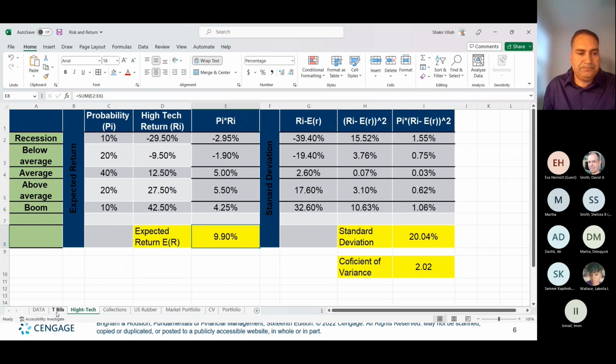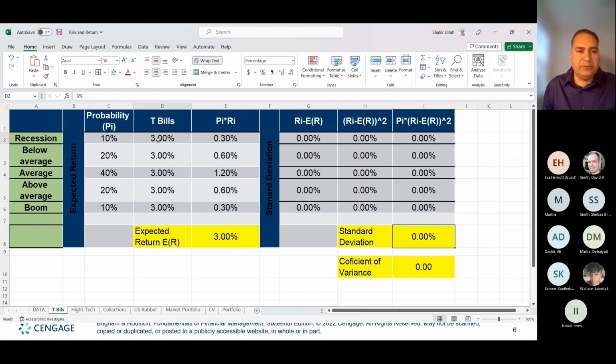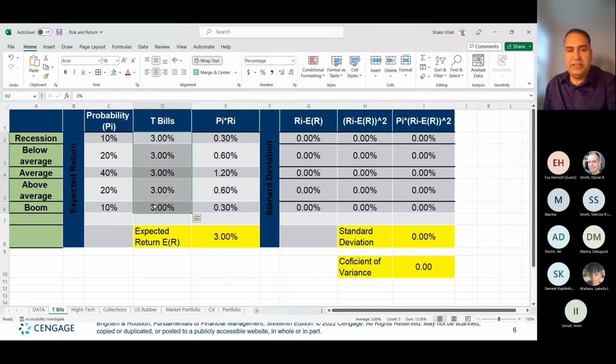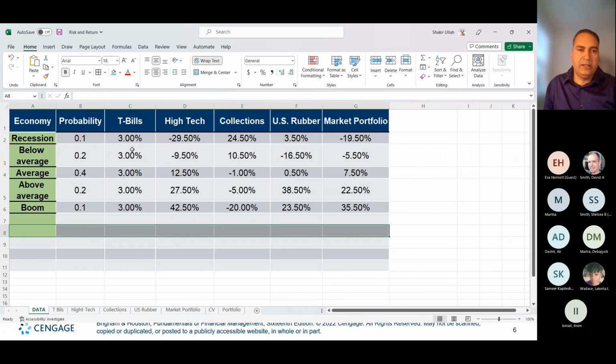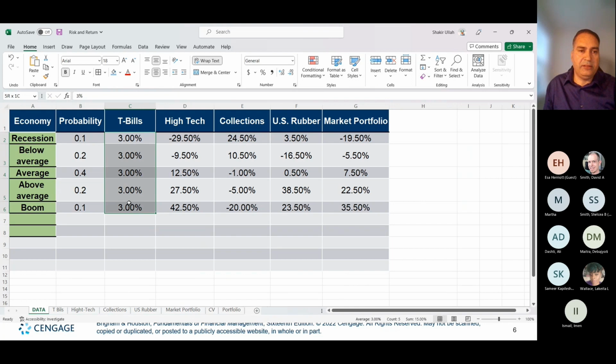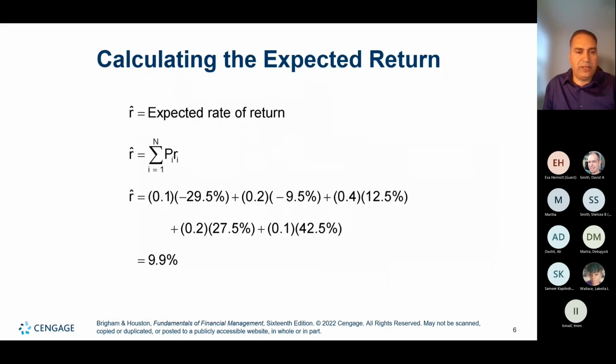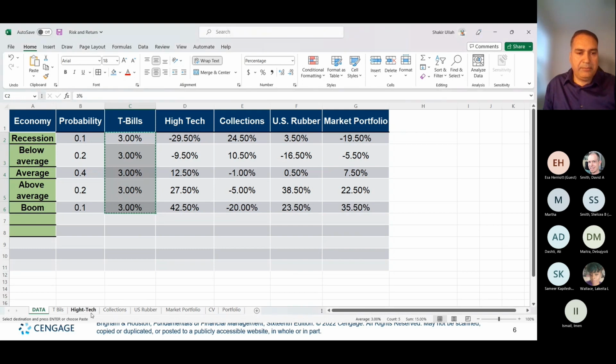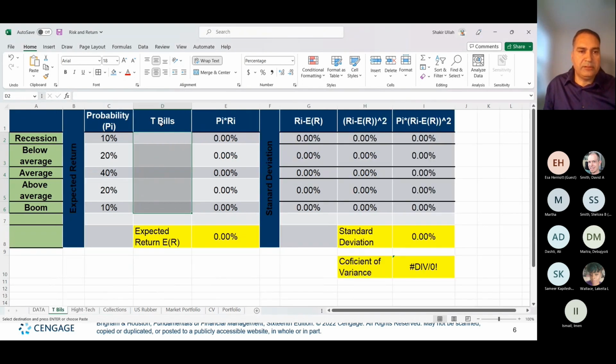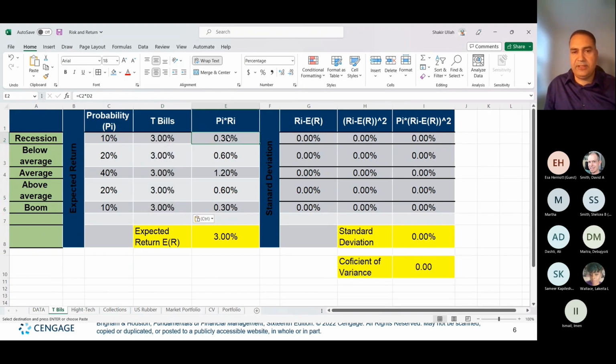Okay, and we can do that for the others as well. Here, for the T-bills, I simply copied the same table. The probabilities are the same, but I go to the data table and copy the values for the T-bills, and then I paste them into the T-bills table right here, and that's it. I have done the same calculations, same multiplication.